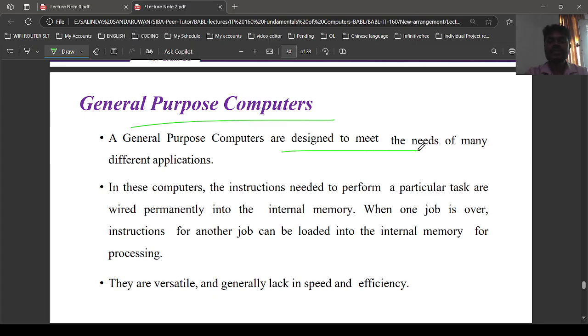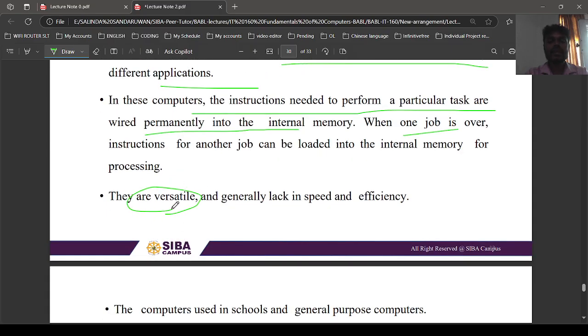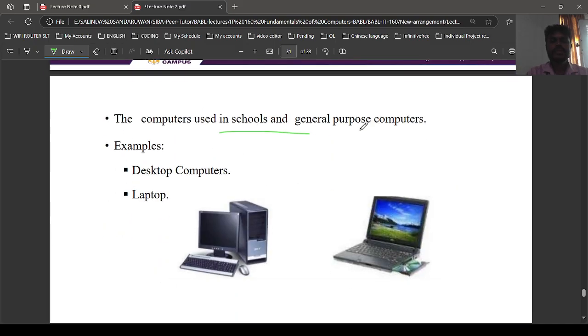General purpose computers are designed to meet the needs of many different applications. In these computers, the instructions needed to perform a particular task are loaded into the internal memory, but once the job is over, you can perform another job. They are versatile but generally lack in speed and efficiency. That's a problem, right? You can't render a 5-hour video clip using this laptop. It will overheat and it will crash. You can't run the latest version of Premiere Pro here. The computers used in schools are general purpose computers, desktops, laptops.